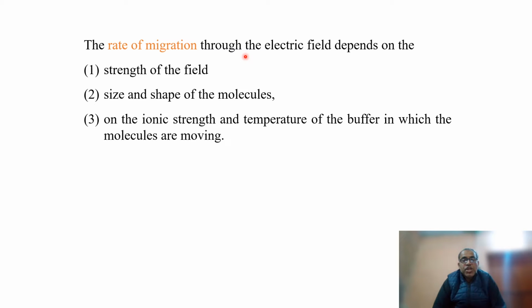Then size and shape of the molecule: the lower the molecular weight, the more rapidly it will move, while the higher the molecular weight of the molecule, the slower it will move. Then there are the ionic strength and temperature of the buffer in which the molecules are moving as well. So these are the three factors that will influence the migration of molecules in the sieve.